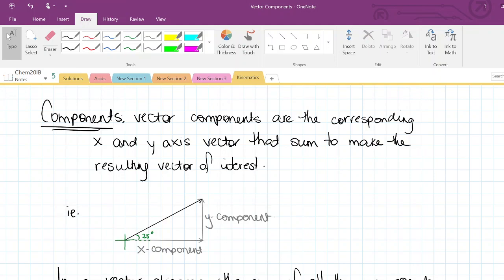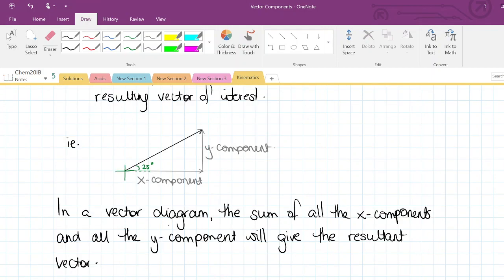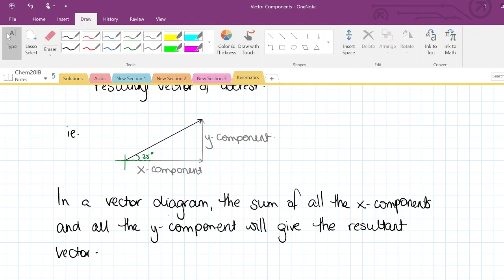Now, when we're doing several vectors, we're going to break each of those vectors into the x and y components, and the sum of those x and y components is going to give me the x component and the y component for the resultant vector. So I'm going to give you some examples because I know that that is a very, very wordy explanation, and I probably lost a good chunk of you guys several sentences ago.